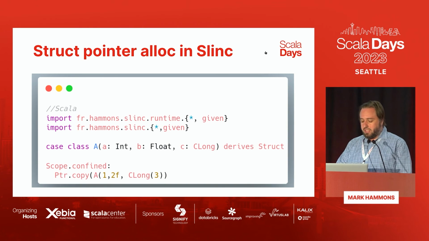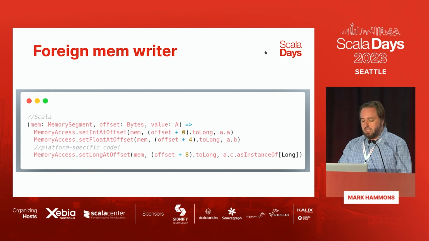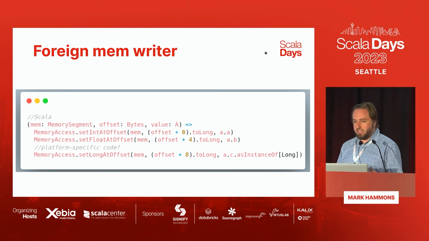Well, the code that you would write by hand with the foreign API would look something like this. And this code is about as close to the best code you could write for something that would write data into this A value into native memory. However, it's got a problem. It's platform specific to begin with, and you're making assumptions about the platform you're running on.